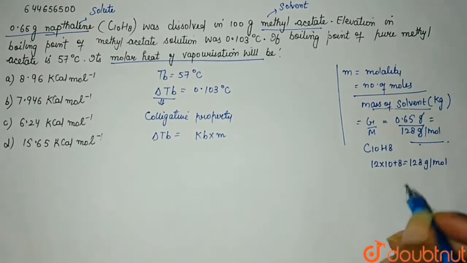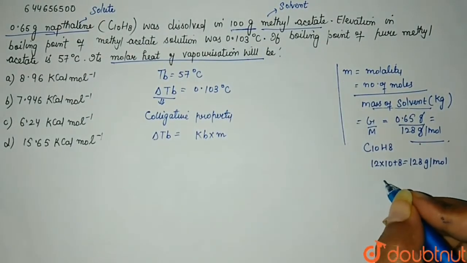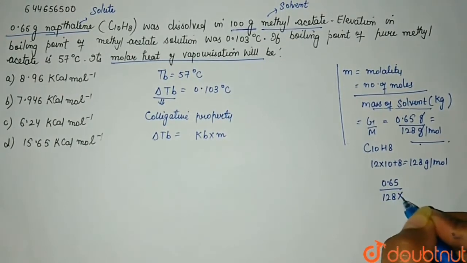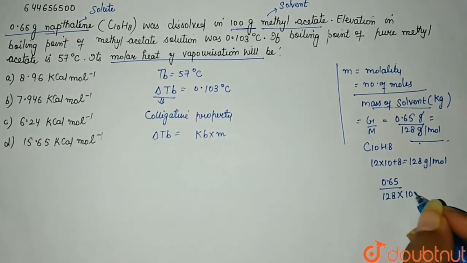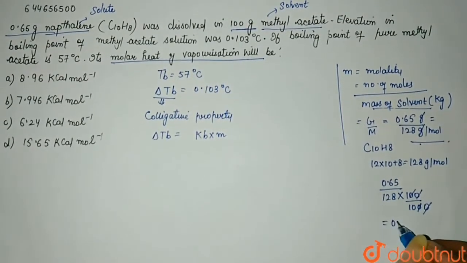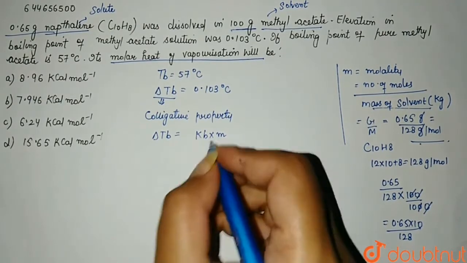Now mass of solvent, that is 100 gram, it should be divided by 1000. So let's write it over here, that is given mass, molar mass, your mass of solvent 100, it has to be divided by the 1000. So after cutting all these things, you will get 0.65 into 10, that has to be divided by 128. This is your molality.